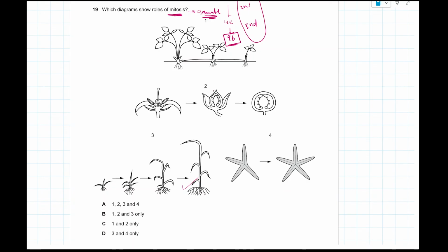In the plant, and in the second option here, we could see growth. In the third option, there's growth of the roots and the leaves. And in 4, we could see the growth of one arm. Any growth happens via mitosis, therefore all of them are correct, and the answer is going to be A.